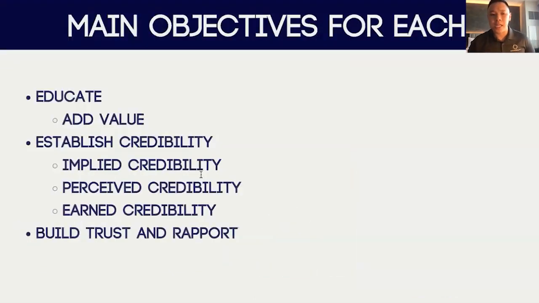Now, main objectives for each content piece. We want to make sure that it actually educates the investor and adds value in some way, shape, or form. And then we want to make sure that we're also establishing credibility and being seen as the go-to industry expert. Now, when it comes to credibility, there's three buckets of credibility that I learned from Nicholas Cole, who's a writer, and this is his framework. There's implied credibility, perceived credibility, and then also earned credibility. And with each content piece, you're going to find a mix of all three. But they also have their pros and cons as well.